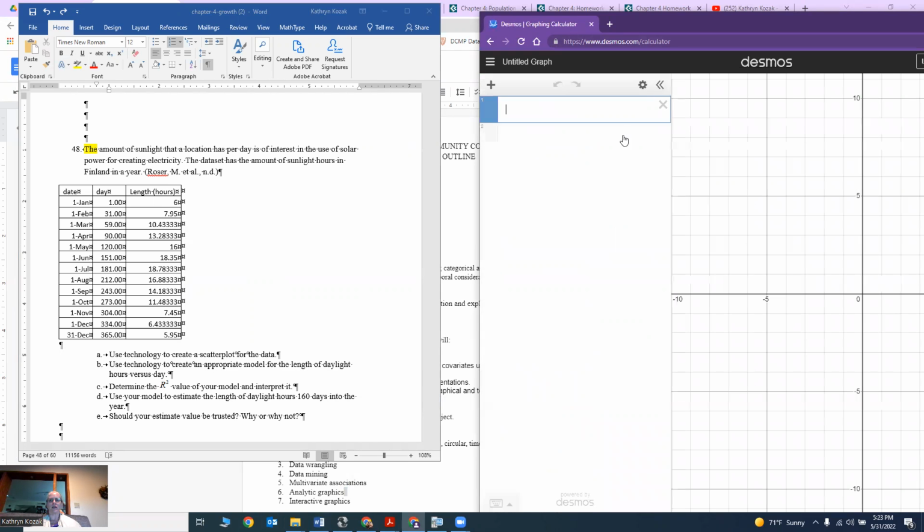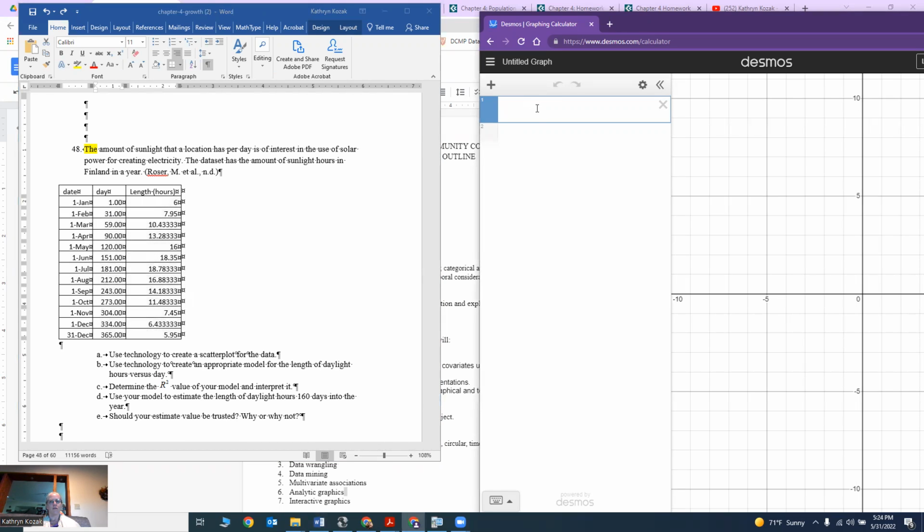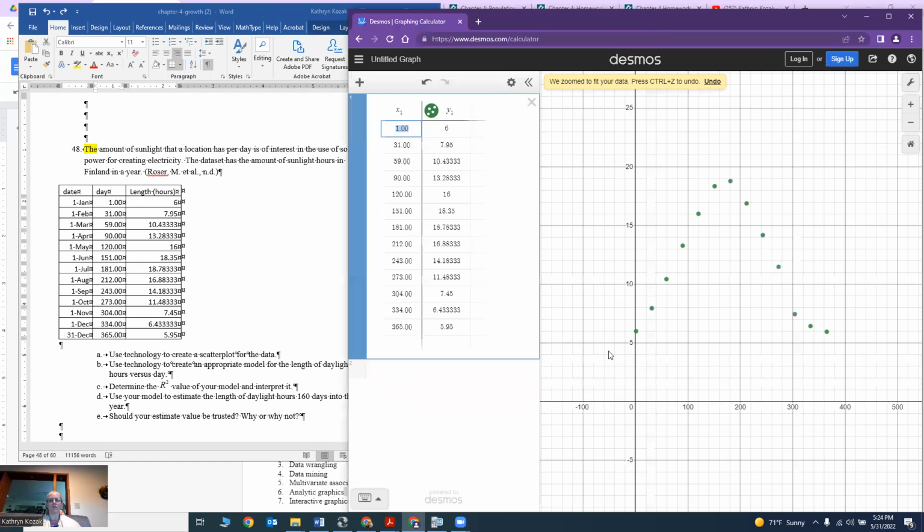You go to desmos.com/calculator. I can take this data and copy it using either Control-C or Command-C, depending on if you're on a PC or a Mac. Over here, I can paste it in with either Control-V on PCs or Command-V on a Mac, and it puts my data in there. The nice thing is it also figures out exactly what the window should be set up to match it.